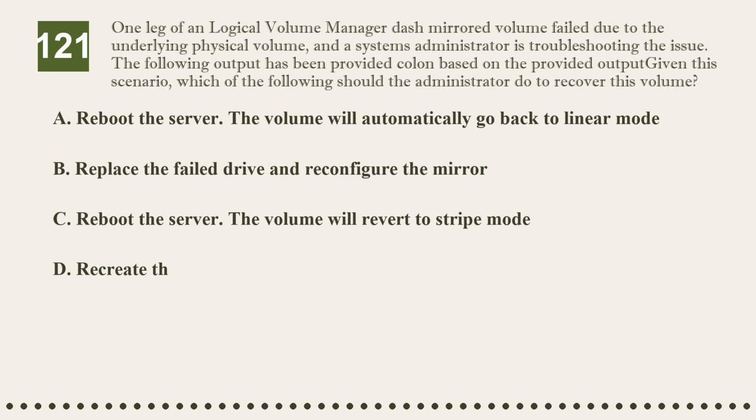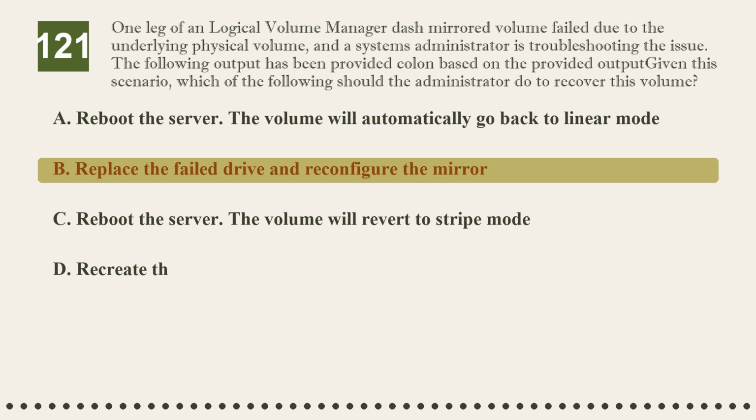Option A, reboot the server. The volume will automatically go back to linear mode. Option B, replace the failed drive and reconfigure the mirror. Option C, reboot the server. The volume will revert to stripe mode. Option D, recreate the volume. The correct answer is option B.